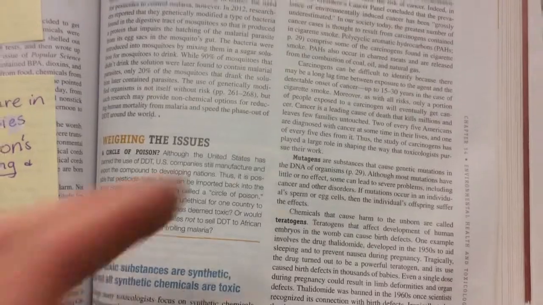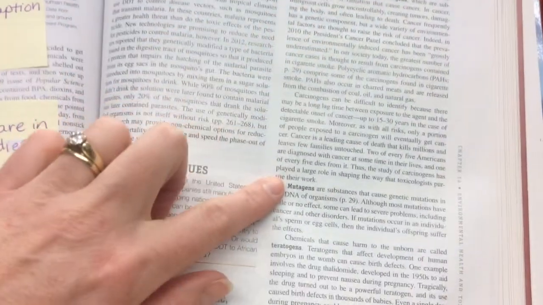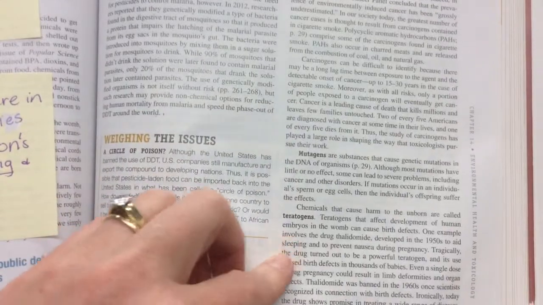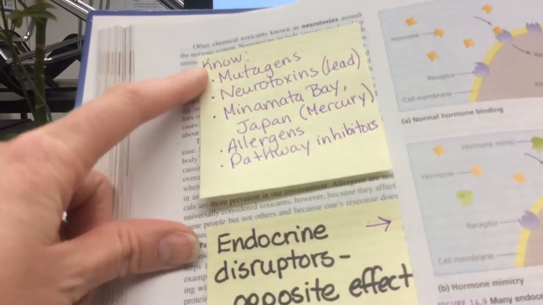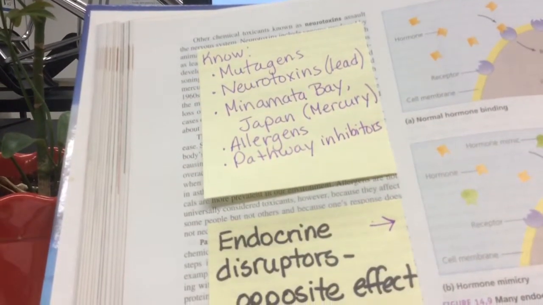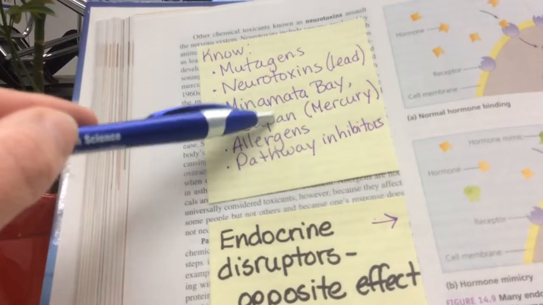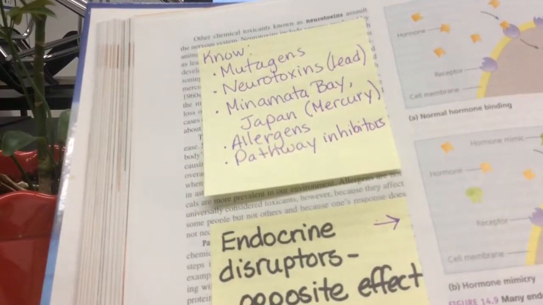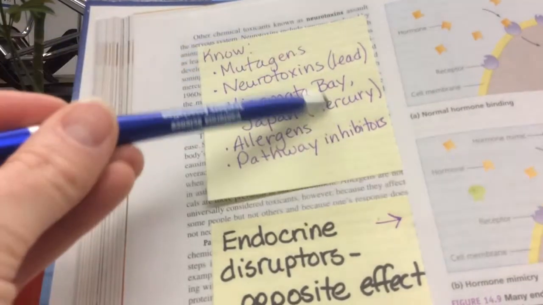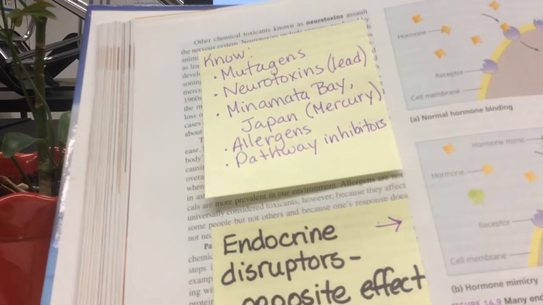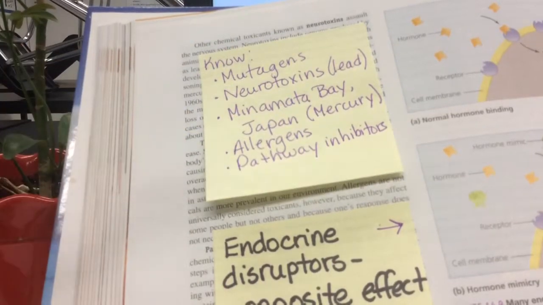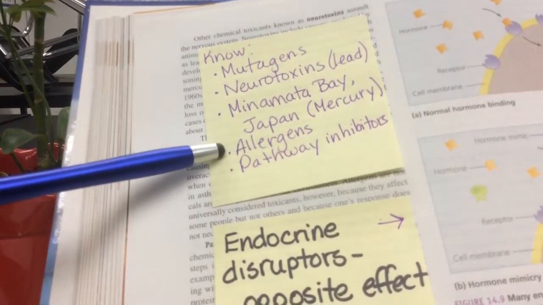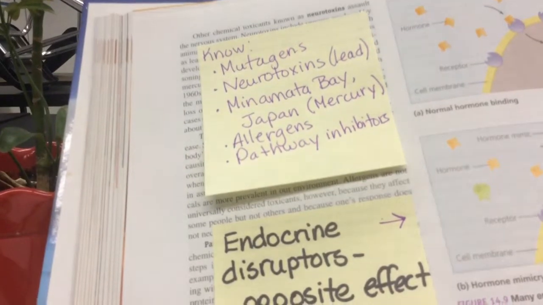So on the next page, starting on 369, you have these definitions. Carcinogen causes cancer, mutagen causes DNA mutations, teratogen causes birth defects. And so you have on this sticky note here to know the definitions of these. A neurotoxin example is lead. Also know that there was mercury dumped into Minamata Bay, Japan, which caused a lot of issues. So mercury is like lead, they're both heavy metals, and they cause brain damage, they cause liver problems and kidney problems, and in higher doses they cause death. Know what an allergen is and what a pathway inhibitor is.